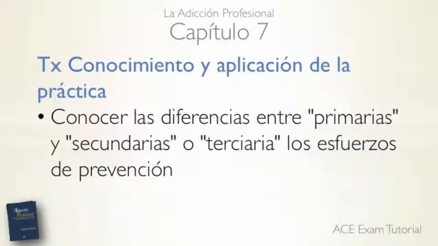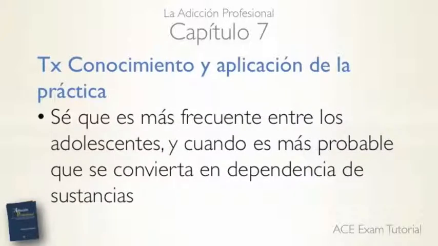In Chapter 7, know the differences between primary and secondary or tertiary prevention efforts. Be able to distinguish between those and be able to recognize examples of what those might be. Know which substance use is most prevalent among adolescents and when that is more likely to turn into substance dependence.